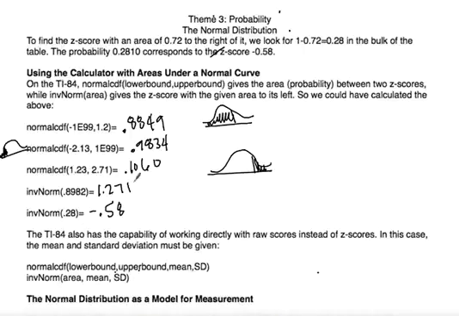The TI-84 also has the capability of working directly with raw scores instead of z-scores. In this case, the mean and the standard deviation must be given. So you could also do normal CDF, lower bound, upper bound, and then your mean and your standard deviation being something other than what you're given as a normal, and then inverse normal with the area, and then your mean and your standard deviation.